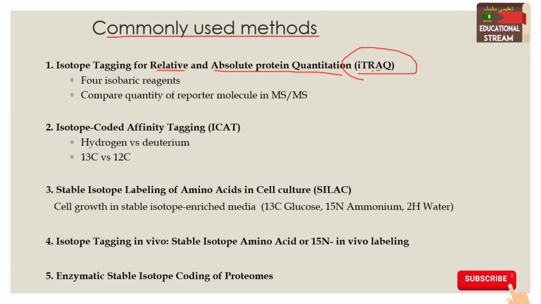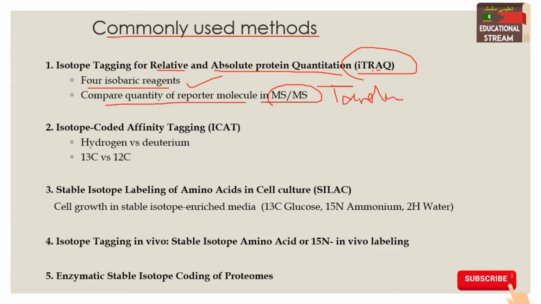For this purpose, we use the 4 isobaric reagents which contain the isotopes which are isotope coded, and we compare the quantity of reporter molecules in the mass spectrometry tandem. This is known as the tandem mass spectrometry, in which we repeat the MS 2 times.